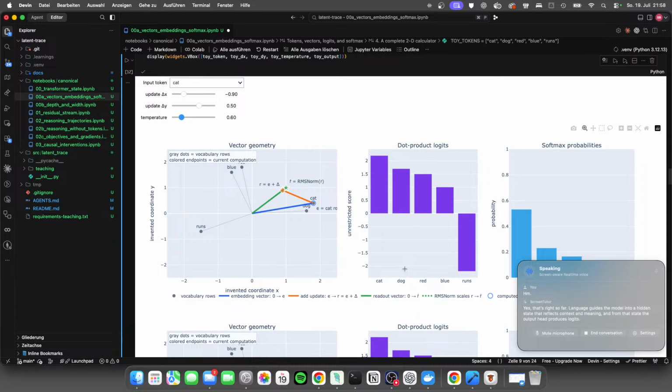Yes, that's right so far. Language guides the model into a hidden state that reflects context and meaning. And from that state, the output head produces logits. If the state and weights are exactly the same, the logits are deterministic. For nearby states or clusters, you often get similar outputs, but it's not guaranteed. Small differences can still flip the ranking of tokens. So the geometry intuition is very useful, just with that bit of fuzziness near decision boundaries.